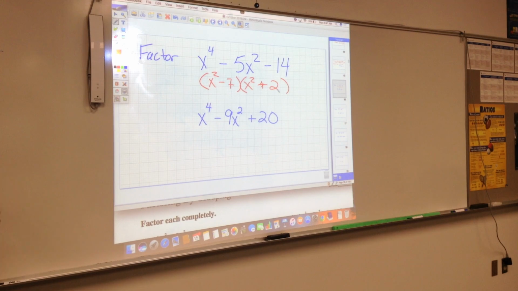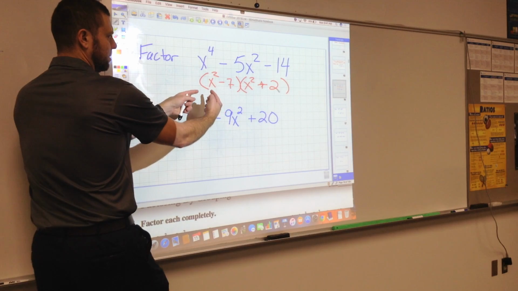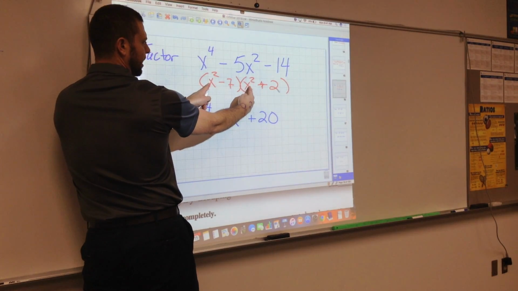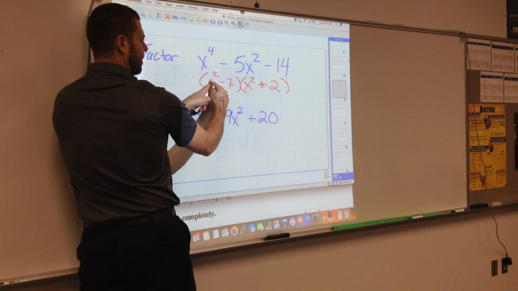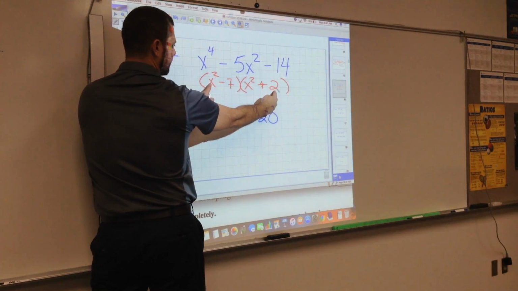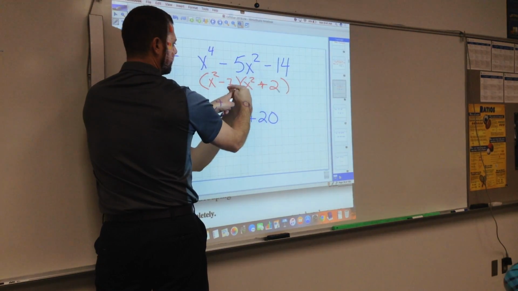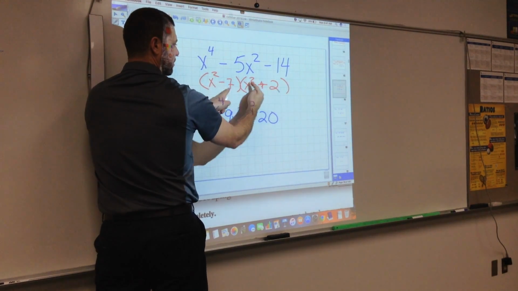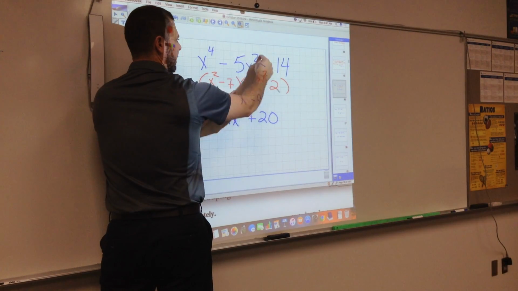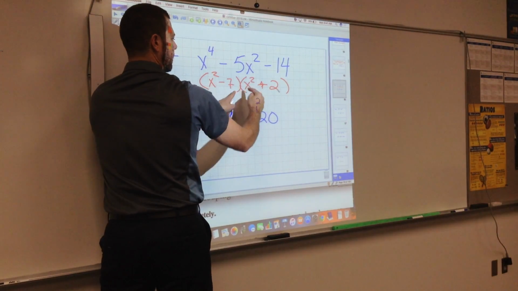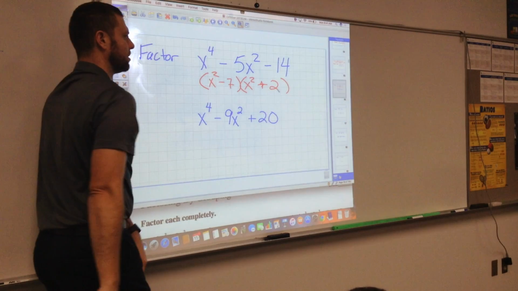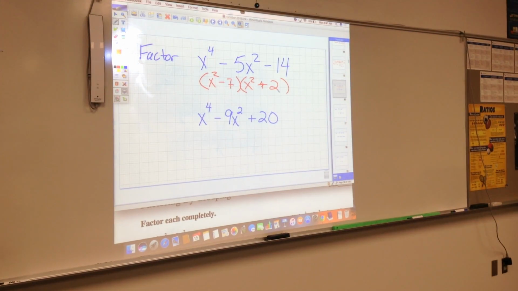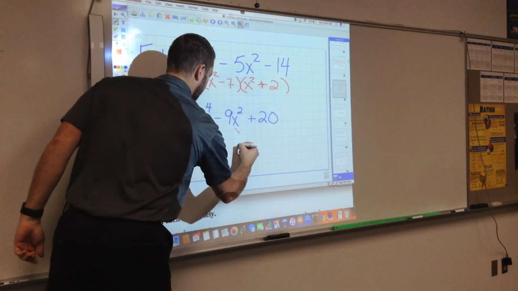You're like, well, that's pretty simple. Yeah, it is. Okay. It is going to be very simple. But I'll prove it to you that it's still the same. x squared times x squared is x to the 4th. x squared times 2 would be a positive 2x squared. -7 times x squared would be a -7x squared. So you had a positive 2x squared and a -7x squared, which add together to make -5x squared, and then -7 times 2 gives you -14. Okay, pretty simple.